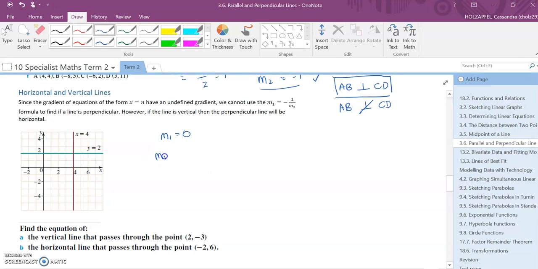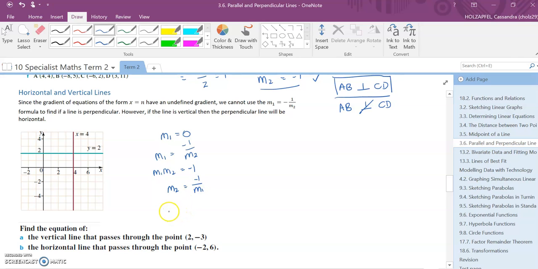So if I write M1 is equal to the negative reciprocal of M2, effectively what I would do is multiply this side by M2 so that I get M1 M2 is equal to negative 1. By the way, that's a nice little quick way to double check: if you multiply the two gradients together and you get negative 1 as your answer, then they are perpendicular. So that's just a quick check. It's a little bit off topic, but let's jump back in. Now I'm going to divide both sides by M1. So M2 is equal to negative 1 over M1.